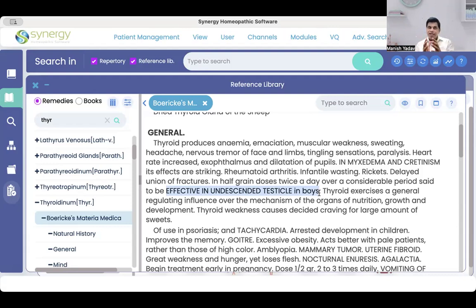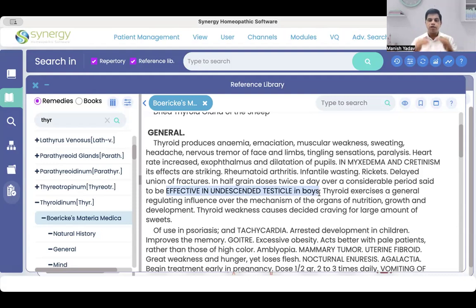Now, undescended testes in boys. You can get this in a history. Maybe the patient is an adult, and you might get in the past history that in childhood, for a long time, the testes had not come down. That is why it is important to take past histories of the disease.